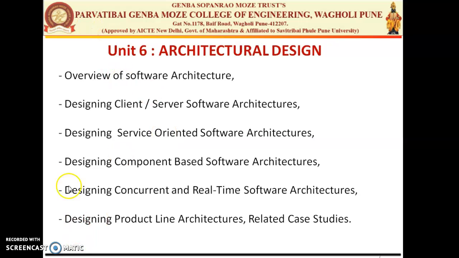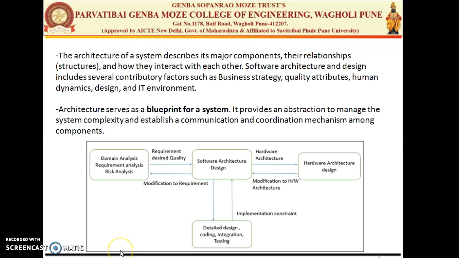This whole unit is about software architecture, for designing the different types of software architecture. So let's see one by one. The first one, we'll see what is the architecture and what is the system architecture, or we can say the software architecture. The architecture of the system describes the major components.